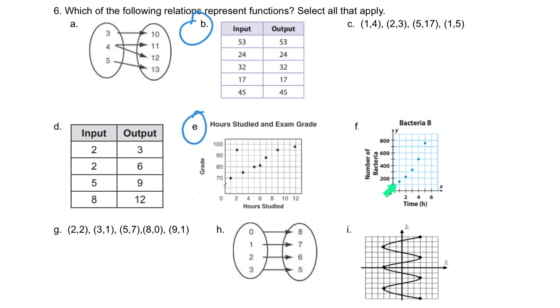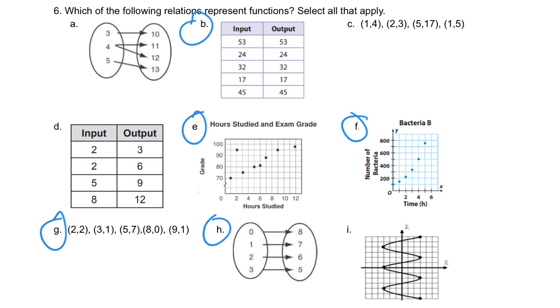Same thing here. Everything on a vertical line, there's no 2 dots on a vertical line anywhere here. So this is a function as well. Let's see here. All the inputs are different. Okay, that's a function. Here, all the inputs map to their own output. Okay, that's good.